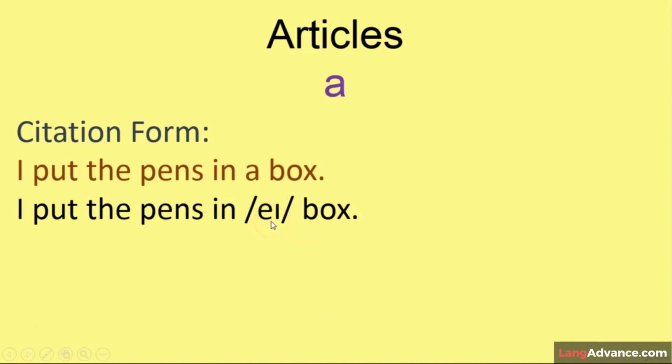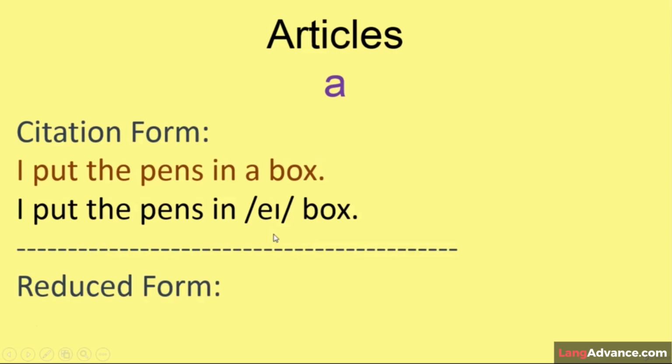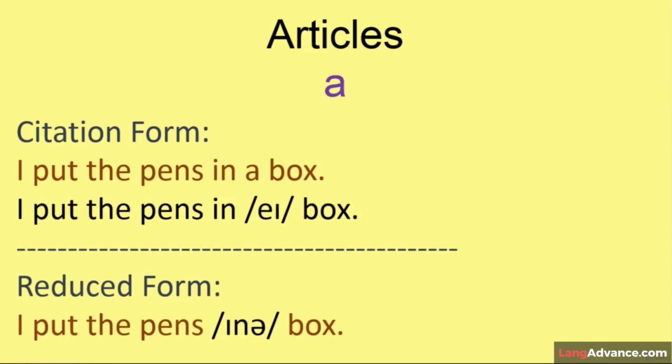In IPA format, the word a would be spelled like this, with E and I. A. I put the pens in a box. In reduced form, we don't say A. We would use the sound of the schwa, which is the upside down E, and when we combine that with the word in, we just say inna. I put the pens in a box.